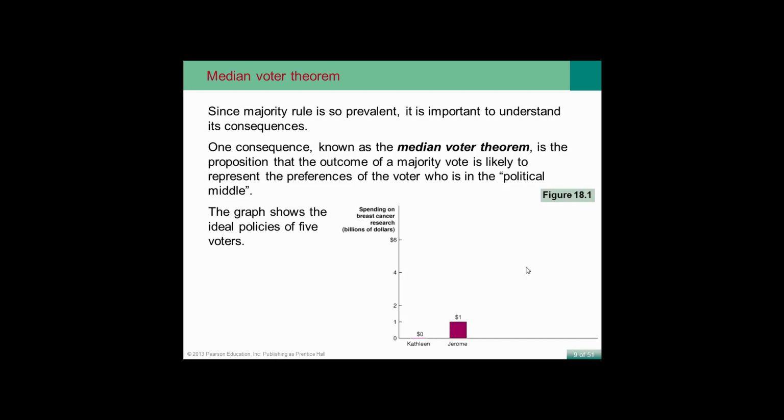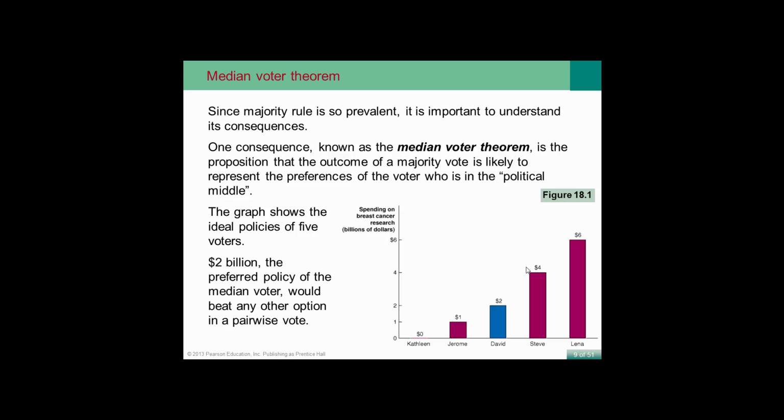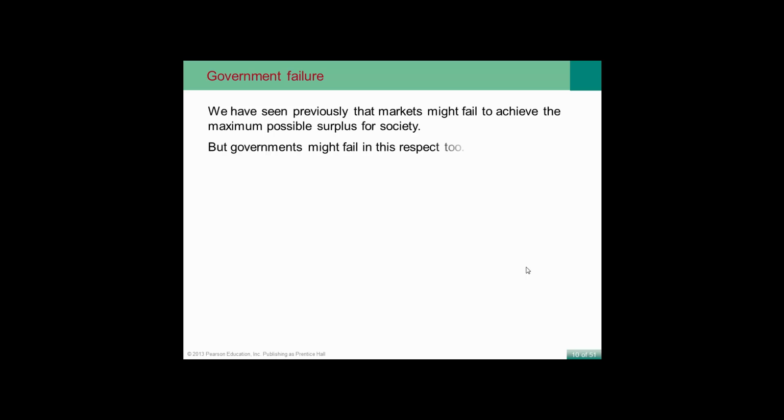So here's a graph that shows the ideal policies for 5 voters. So spending on breast cancer. So now we're talking about spending money. Kathleen says 0. Jerome says 1 billion. David 2. Then Steve 4, and Lena 6. $2 billion is the preferred policy of the median voter and would beat any other option in a pairwise vote.